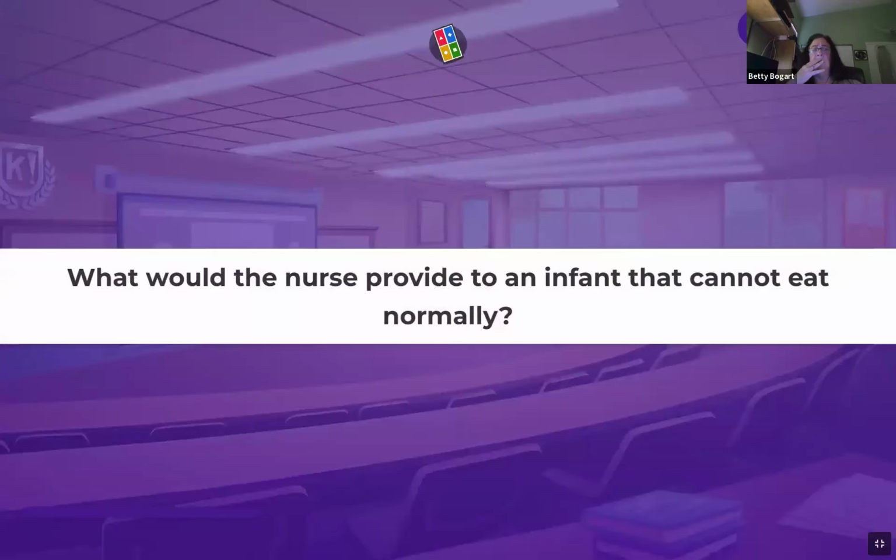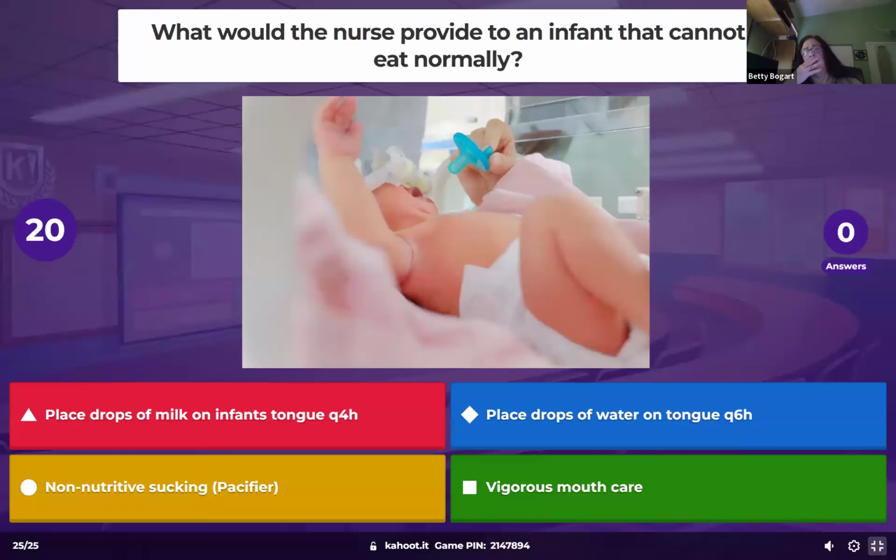Last question on this one. What would the nurse provide to an infant that cannot eat normally? If they have a condition where they can't eat, remember growth and development in infants. How do they soothe themselves? What do they need that they can't eat?